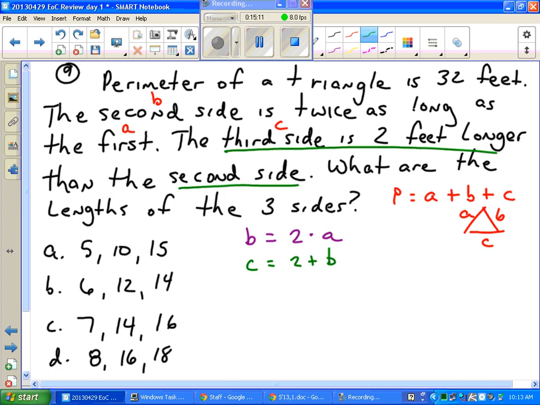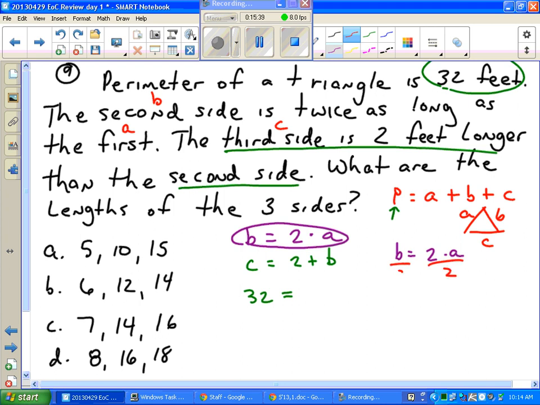If we just plug in the values that we know, in place of P, it says it's 32 feet long. So 32 equals... In order to get A by itself, we could take the equation B equals 2 times A and simplify for A. That says 2 times something, divide by 2. Do the same thing to this side. This will cancel, and it'll give you what A is by itself. A equals B divided by 2.